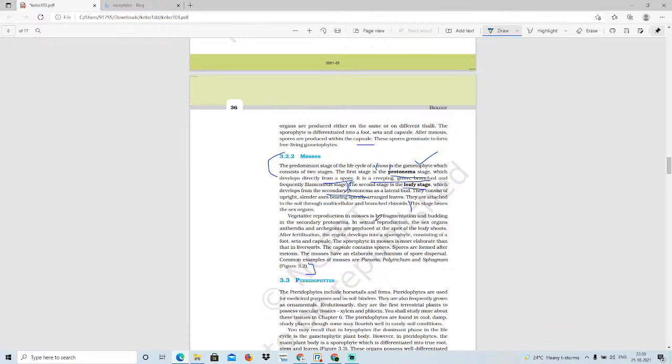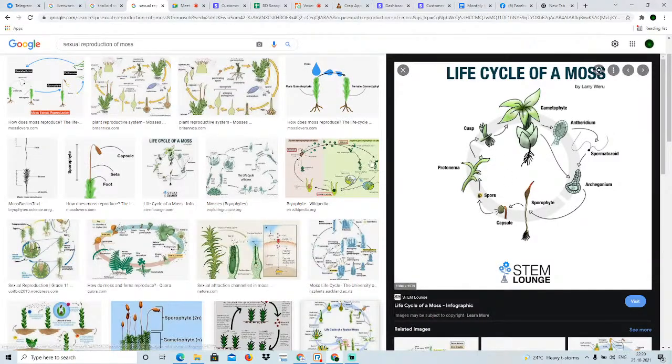The vegetative reproduction in mosses is by fragmentation and budding in the secondary protonema. In sexual reproduction, the sex organs antheridia and archegonia are produced at the apex of the leafy shoots. I can show that here. This is the leafy stage, right? In this stage, both antheridium and archegonium are produced, at the apex, I mean in the center here. So in this region, both antheridium and archegonium are produced.